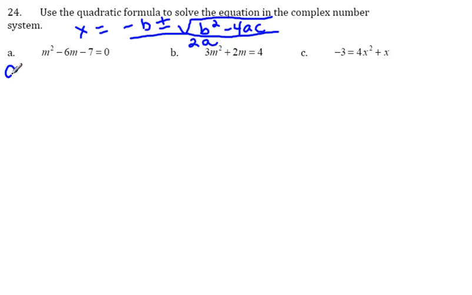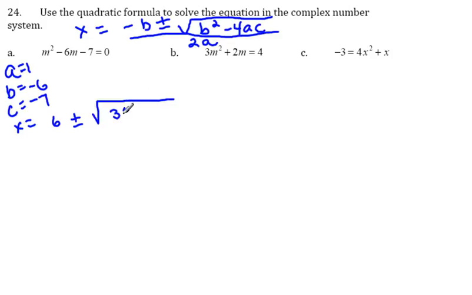So here my a is 1 because there's nothing in front of the squared term. My b is negative 6, and my c is negative 7. So I'm simply going to plug into my formula, and that gives me x equals positive 6, because it said negative b and b was negative 6, plus or minus the square root of b squared, which is 36, minus 4 times a, which is 1, times c, which is negative 7, all over 2 times a, which is 2.